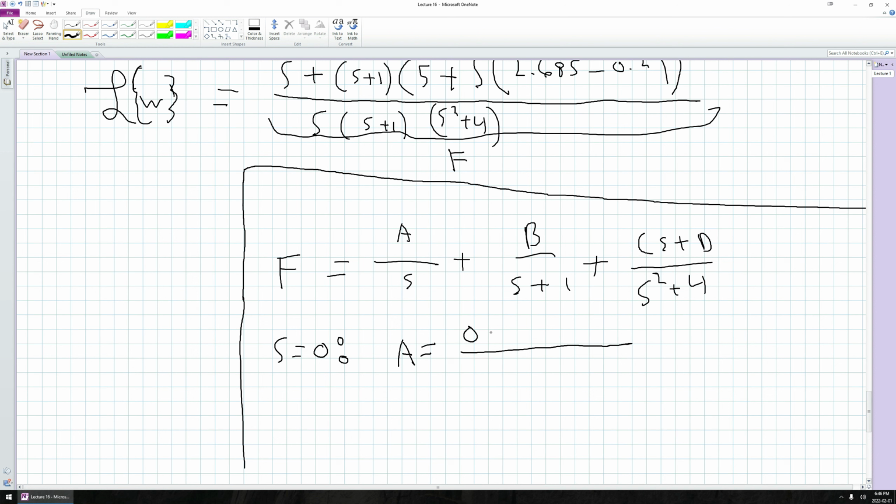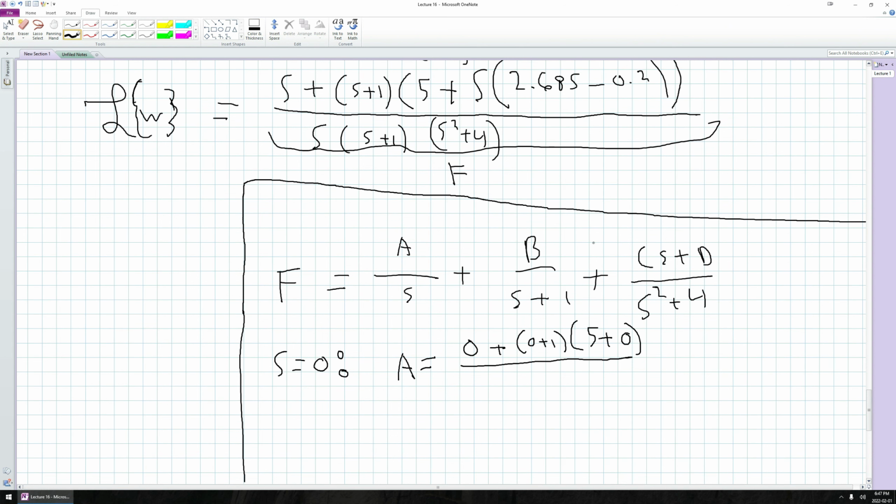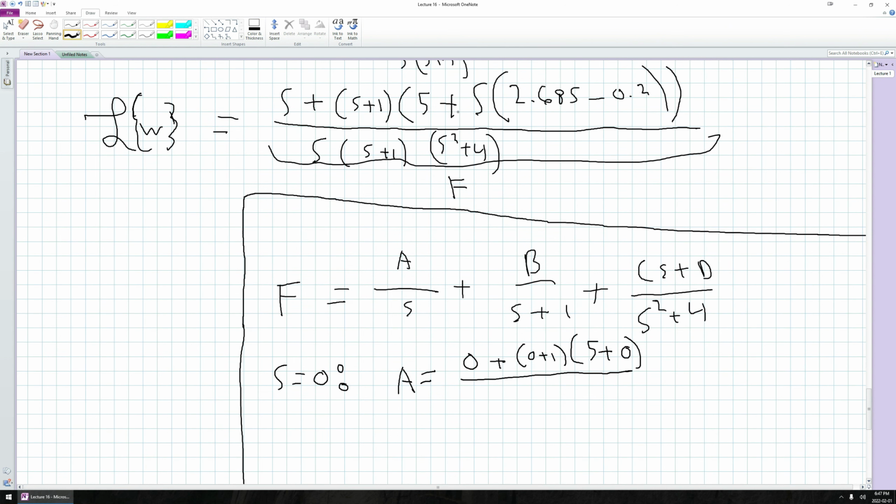I get 0 plus, here I get 0 plus 1. That's just going to be 1, right? Here I get 5 plus 0. This is why it's nice to write it in this form, because this s cancels out this term. I don't have to worry about computing this thing here, right? It saves me that work of a little bit of algebra, okay?